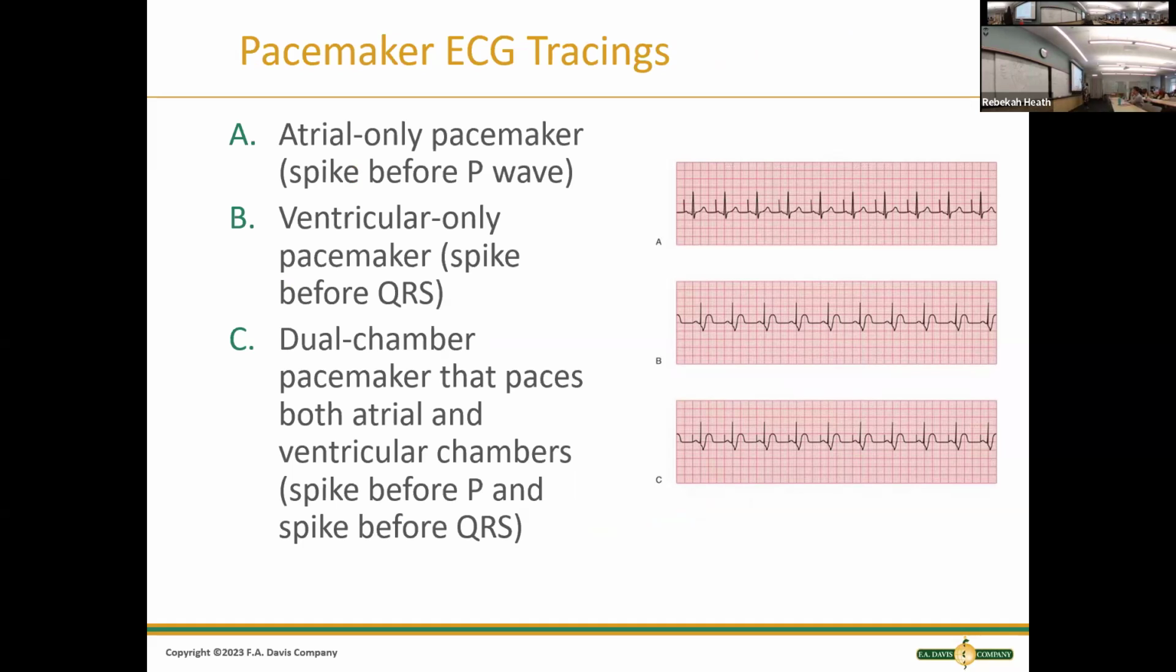The pacers have spikes. So see, right before the P wave, there's that big spike that goes up there. That's called a pacer spike. So before every P wave, on the top one, there's a pacer spike that sends the impulse, and then the heart.